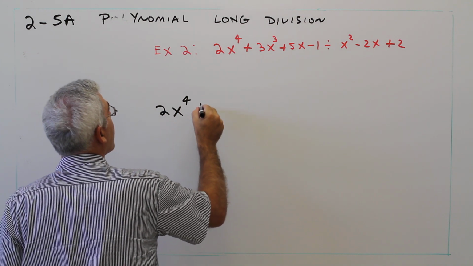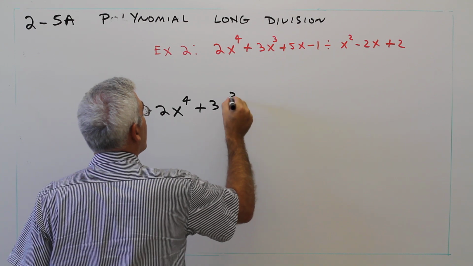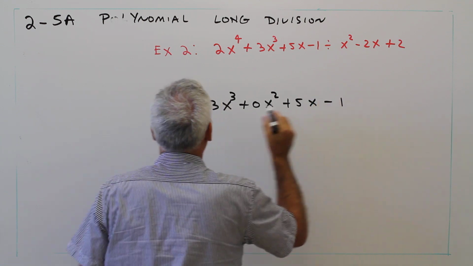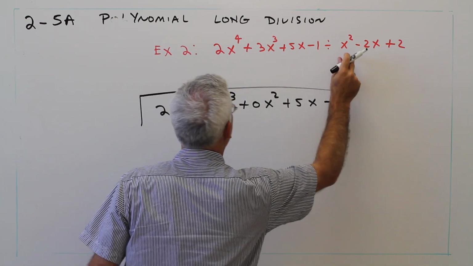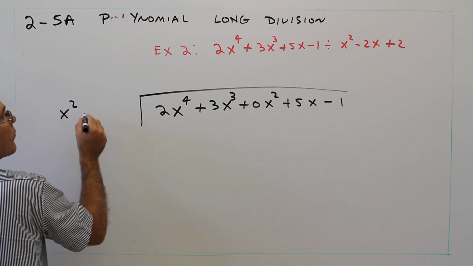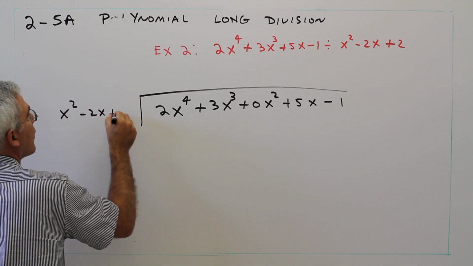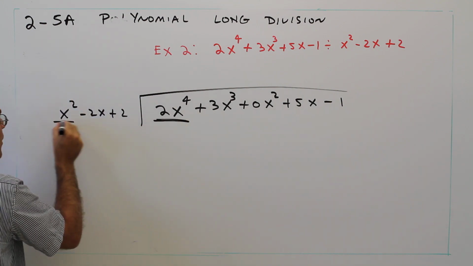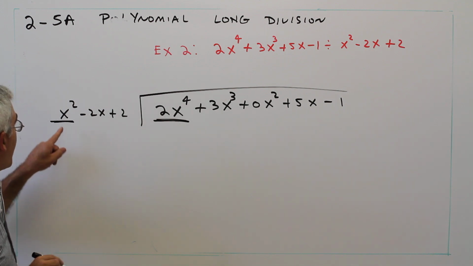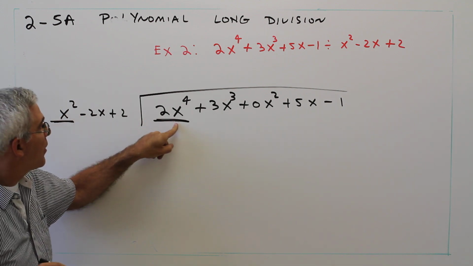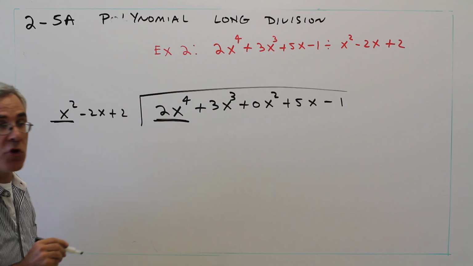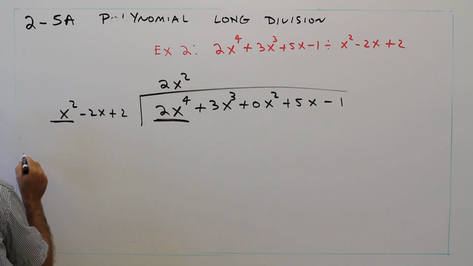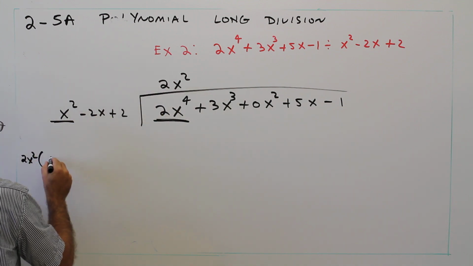2x to the 4th plus 3x cubed plus 0x squared plus 5x minus 1, all divided by x squared minus 2x plus 2. Now what we do is we just focus on this first term here and this first term here. And I ask myself, what do I need to multiply this by to make it become that? And the answer is 2x squared. And then just like in the previous example, I take 2x squared and I multiply it by the divisor.